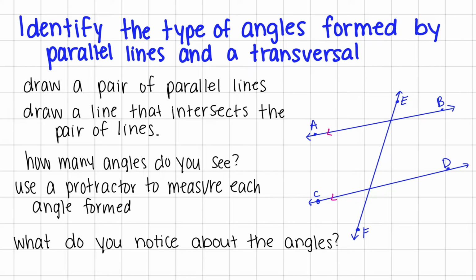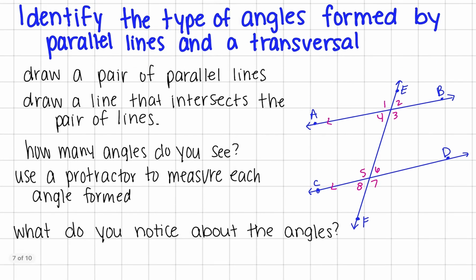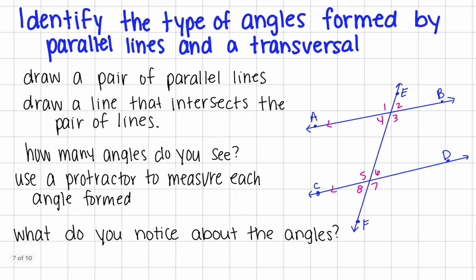How many angles do you see? You should see 8, right? You have 1 here, 2, 3, 4, 5, 6, 7, 8. We're going to use a protractor to measure each angle formed.